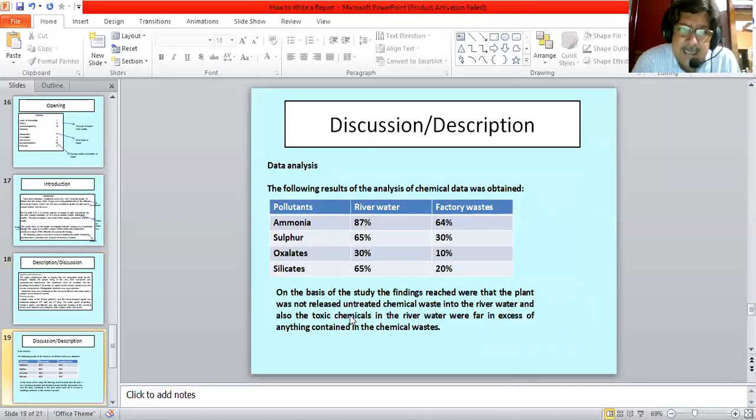Then data analysis. Following are the results of the analysis of chemical data obtained. The traces of ammonia, sulfur, oxalates, silicates, all given by percentage, compared with what is there in the river water, compared with what is there in the factory waste or effluents. So on the basis of the study, the findings reached were that the plant has not released untreated chemical waste in the river water, and also the toxic chemicals in the river water were far in excess of anything contained in the chemical waste. So all the tables and the statistical data will be given together with the explanation of such data.